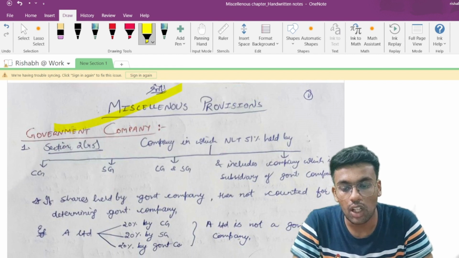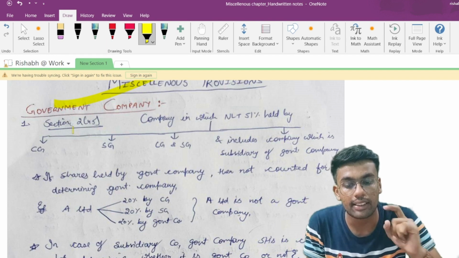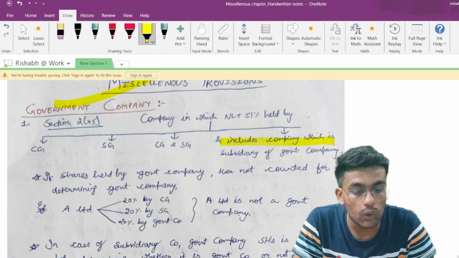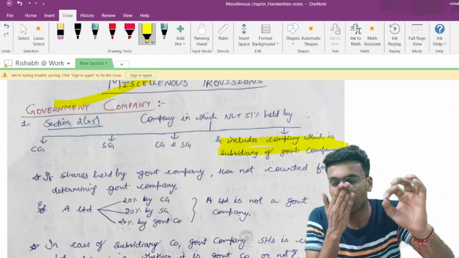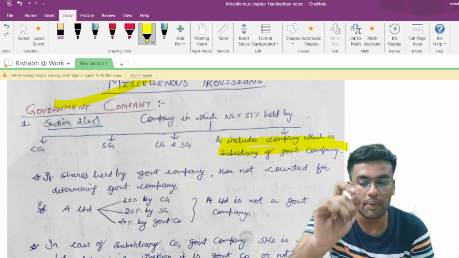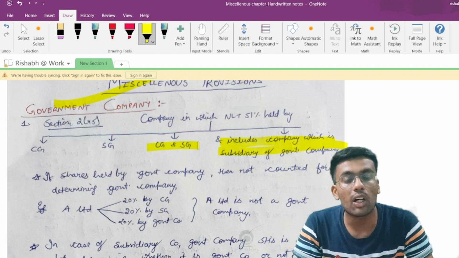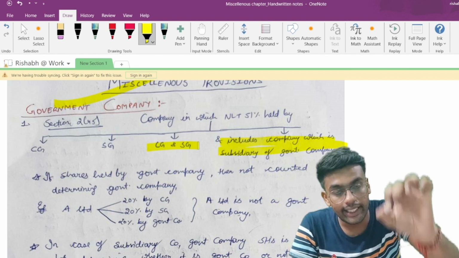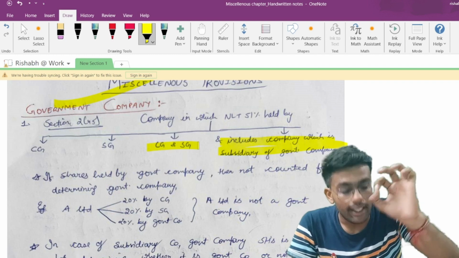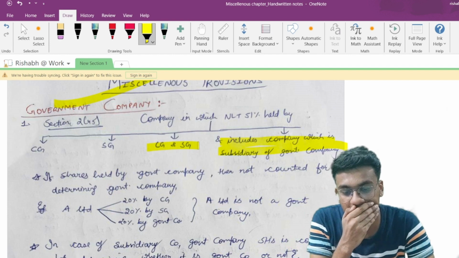Now miscellaneous provisions, government company, again an important one. A company in which not less than 51% is held by the central government, or state government, or both combined, and the fourth point is that it includes a company which is a subsidiary of the government company. Matlab, which company would be called a government company? Those companies are to be considered as a government company.